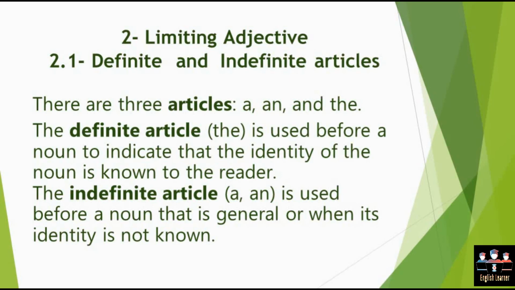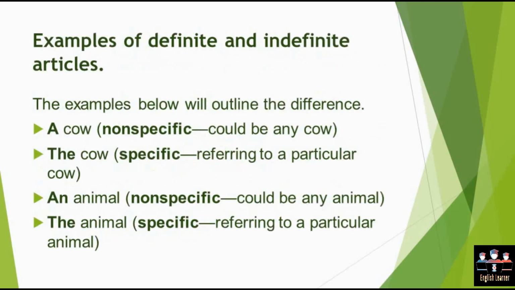The indefinite article a, an is used before a noun that is general or when its identity is not known. A is used with a singular noun, whereas an is used with a list of vowel alphabets. Examples of definite and indefinite articles. I hope that after dealing with these examples you will be clear about the definite and indefinite usage in a sentence.